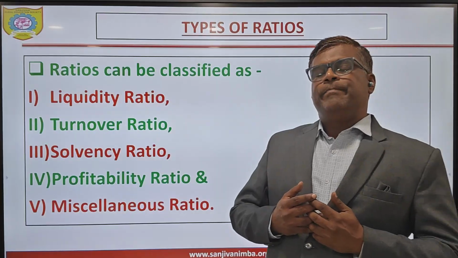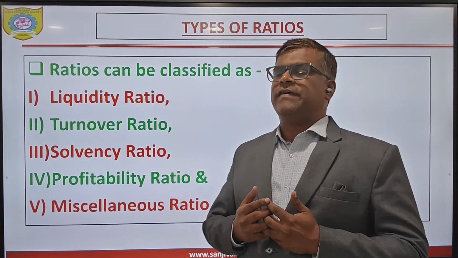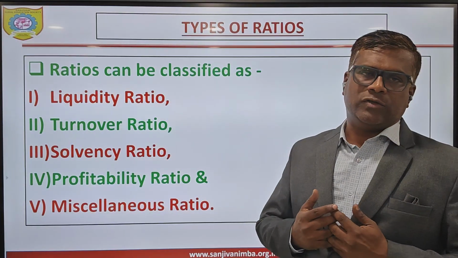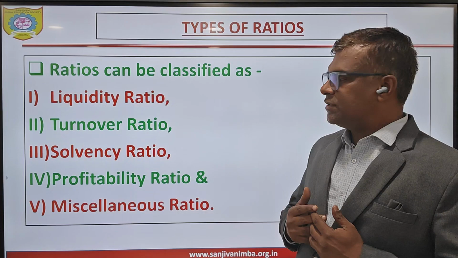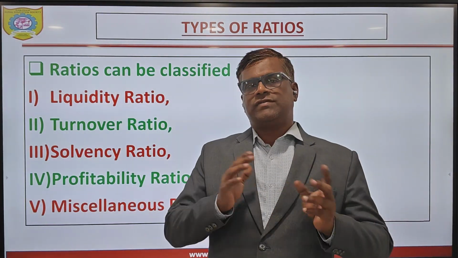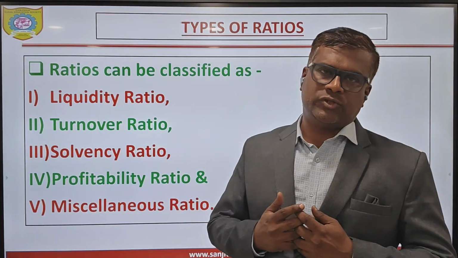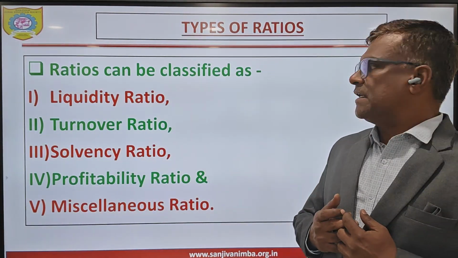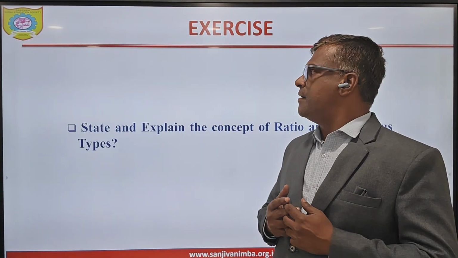Accordingly, if we have to classify our ratios, they are classified on the basis of the same terminologies. So there are basically liquidity ratios, turnover ratios, solvency ratios, profitability ratios, and a few ratios that give you mixed information, so they are called miscellaneous ratios. These are the several types of ratios in the picture.